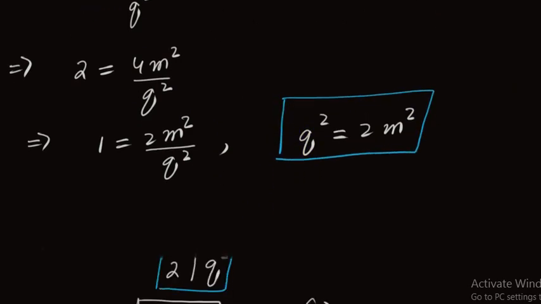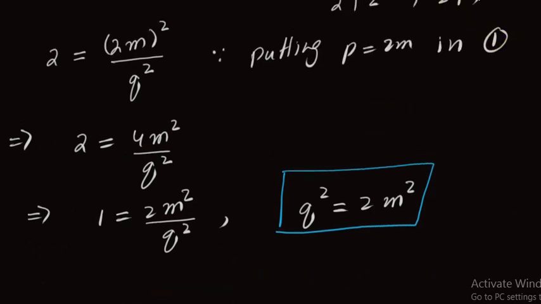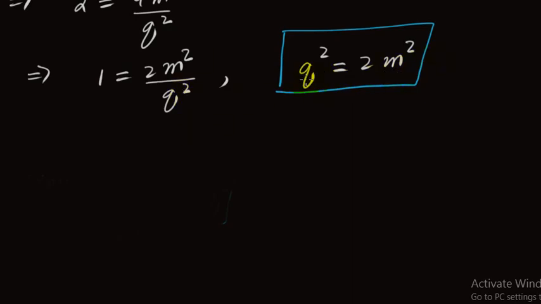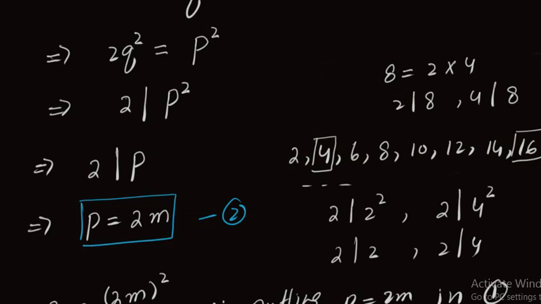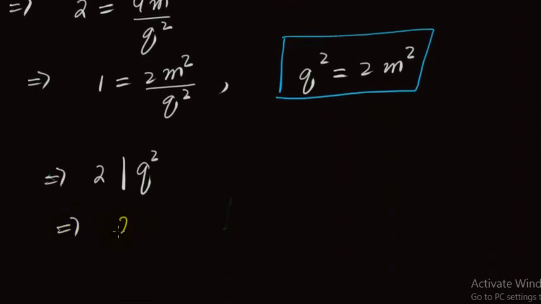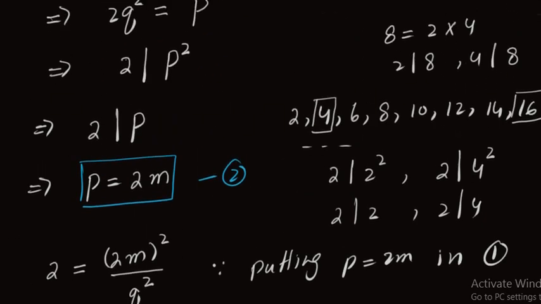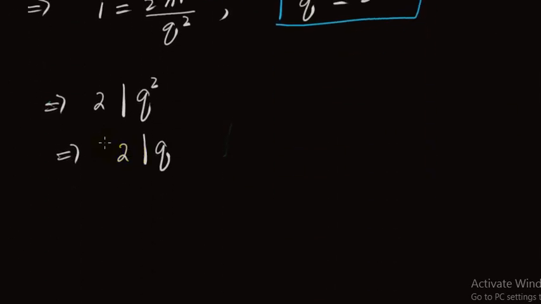Now by using the same logic as we used above, as q square equal to 2m square, which implies 2 divides q square and m square divides q square, but we choose this expression that 2 divides q square. When 2 divides q square and q is an integer, by using this logic again, we can write 2 divides q. Now we have two expressions. First one is 2 divides p, this is our equation, suppose A, and we just proved that 2 divides q.